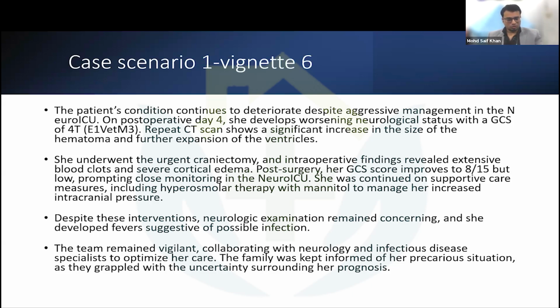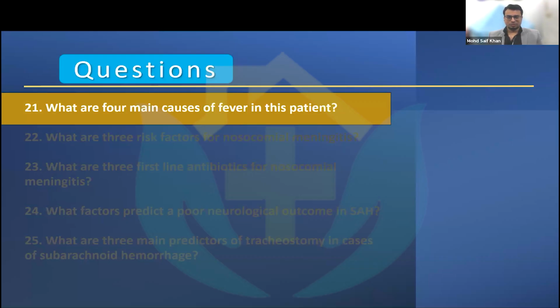Despite all these interventions, the neurological examination remained concerning, and she developed fever suggestive of possible infection. The critical care team remained vigilant, collaborating with the neurology and infectious disease teams to optimize her care. The family was kept informed of her precarious situation as they grappled with the uncertainty surrounding her prognosis. So this was the kind of real vignette. And with this, the question was: what are 4 main causes of fever in this patient?